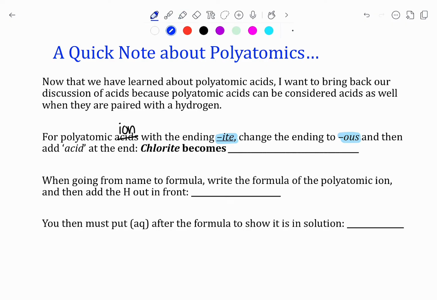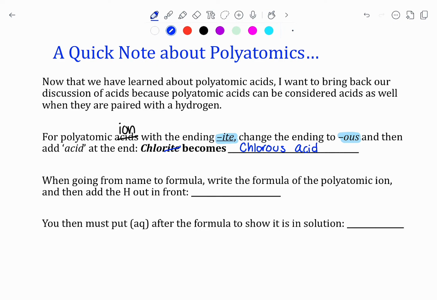So we have chlorite, and we want to make that an acid. For chlorite, we get rid of the ITE ending, and we're going to add OUS. So we get chlorous, and then we add acid to the end. Now, we're going to do the same thing when it comes to the formula. The only thing that really changes when we're doing our different polyatomic acids is what its ending is. Is it ITE or ATE, and does it change to IC or OUS? Other than that, the writing of the formula and adding the AQ is the same as it was before.